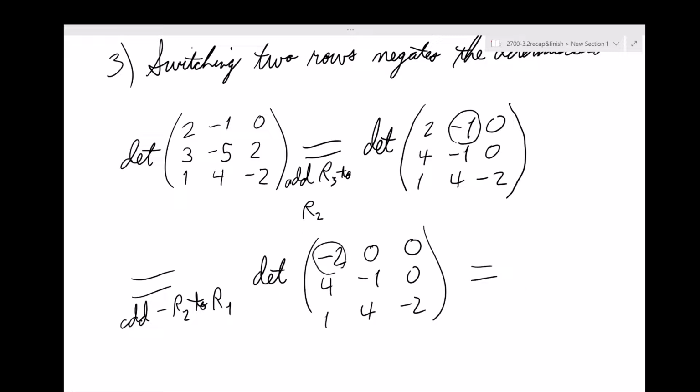And so the determinant is -2 times -1 times -2, which is -4. Now, some other properties of determinants that were useful.